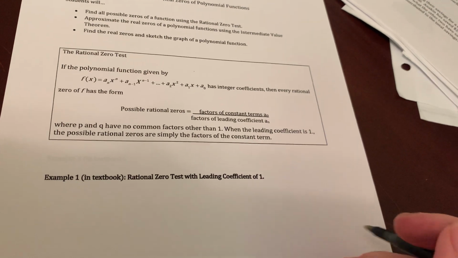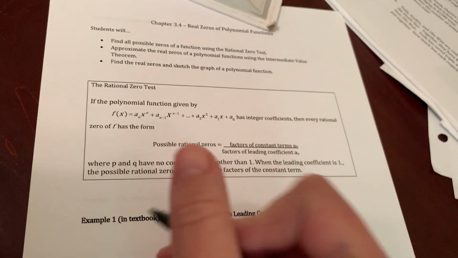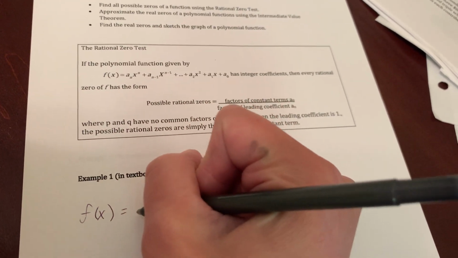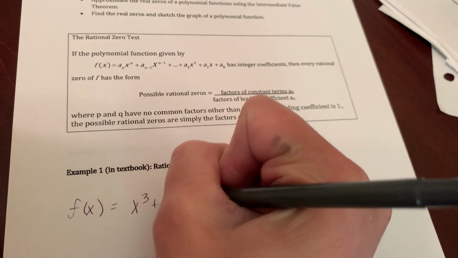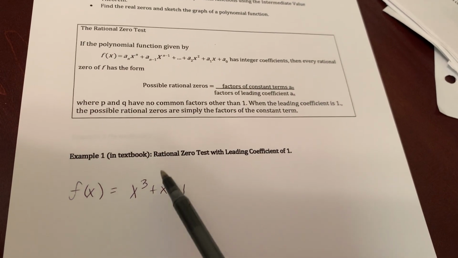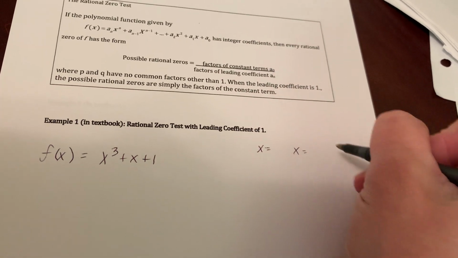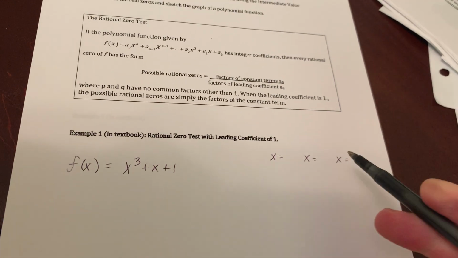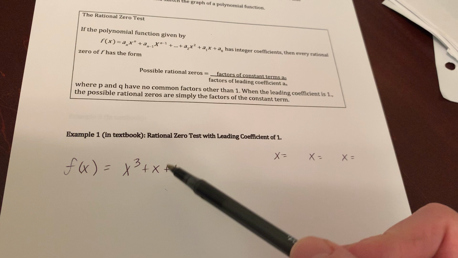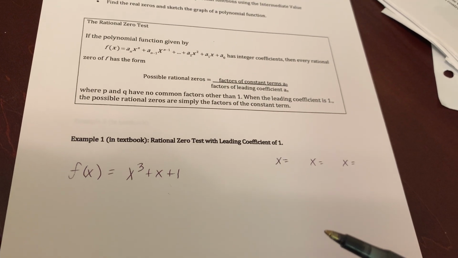So say you're given a function, f of x equals x cubed plus x plus 1. And I tell you to find all the zeros. You know you're going to have 3 zeros. You don't know what they are. Before, you would have just factored this. Well, you can't factor this. I mean, instinctually you can't.